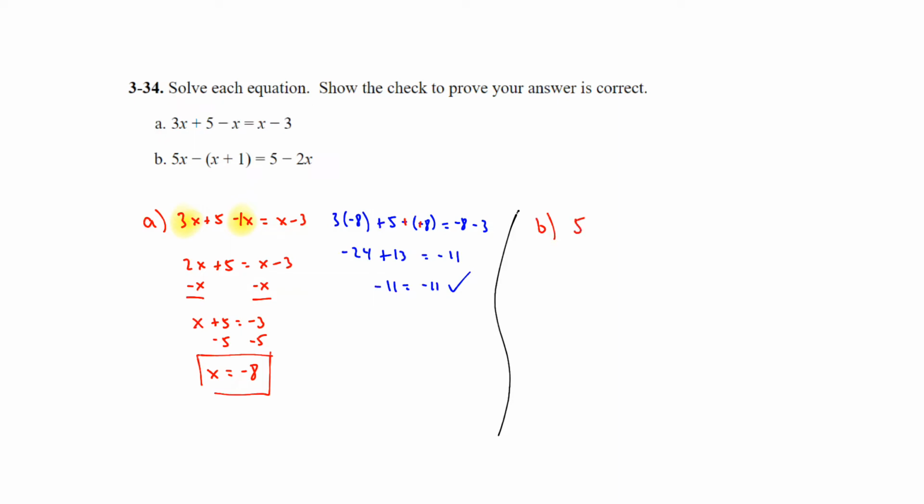For B, we have 5x minus the quantity of x plus 1. So you're subtracting that whole thing. And then 5 minus 2x. So this is like 5x minus 1, and then you distribute that negative 1 inside the parentheses. So that would be negative 1x, and then a negative 1 times a positive 1 would be a negative 1. And then you can combine your like terms. So 5x minus 1x is 4x.